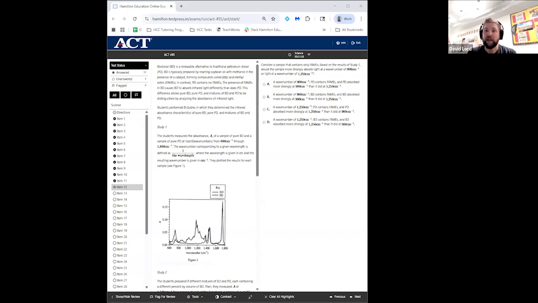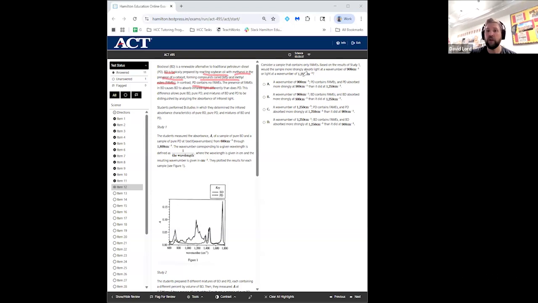Question number 12. Consider a sample that contains only FAME. So back in the beginning, when we did the chemical reaction, we had BD is prepared by reacting soybean oil and methanol in the presence of catalysts forming compounds called FAMEs. So that's how BD is produced. One thing it mentioned is PD has no FAMEs. So if a sample only contains FAMEs, then it's only going to be BD.